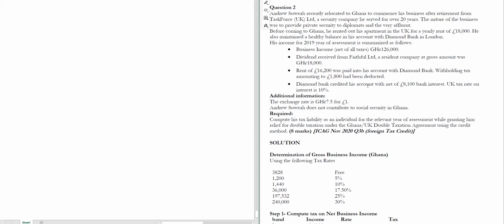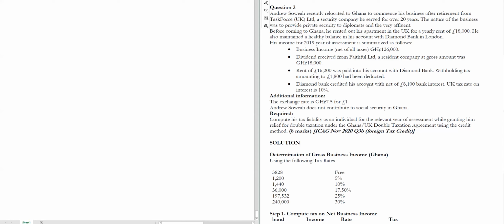And then he received dividend from Faithful Limited, which is a resident company, at a gross amount of 18,000, which means it's in Ghana. But he received rent of 16,200, which was paid into his account with Diamond Bank in the UK, and they withheld tax of £1,800. And Diamond Bank also credited his account net of bank interest at 10%, meaning that the amount received is equivalent to 90%. The exchange rate is 7.5 to £1. And Andrew Sowia does not contribute to Social Security in Ghana.